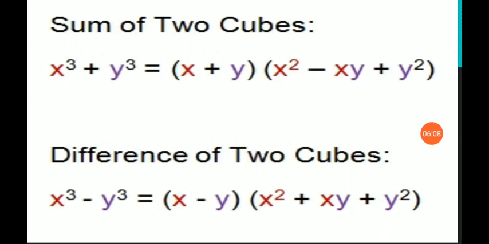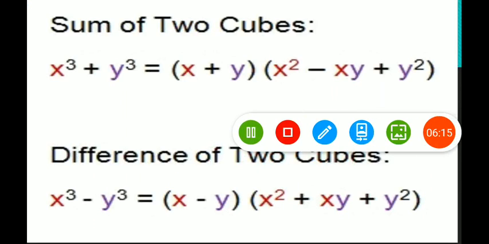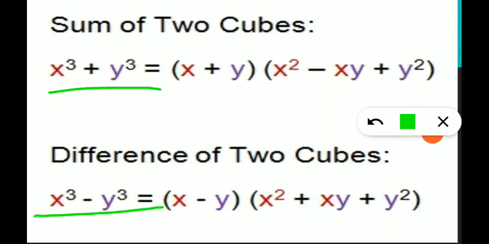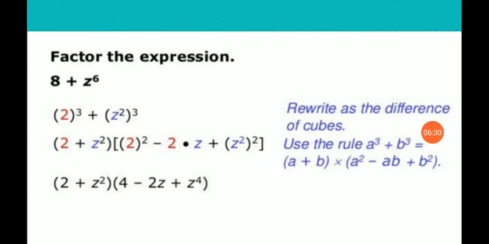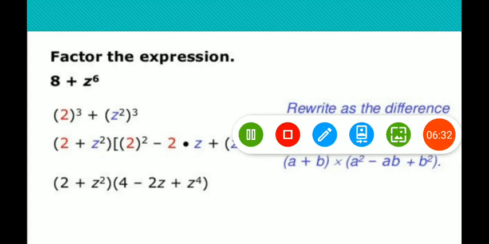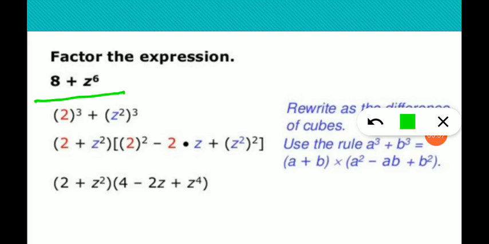Next, the two formulas which we can use are the sum of two cubes, x cube plus y cube, and x cube minus y cube. Already you have studied these two formulas, and they can also be used for finding the factors. For example, suppose you have to factorize 8 plus z to the power 6. So 8 plus z to the power 6 can be written as 2 cube plus z square to the power 3.